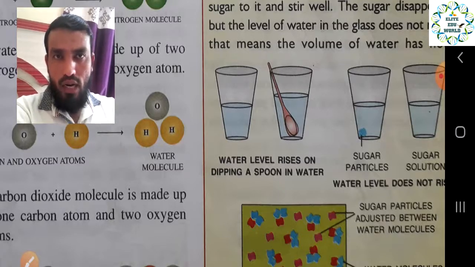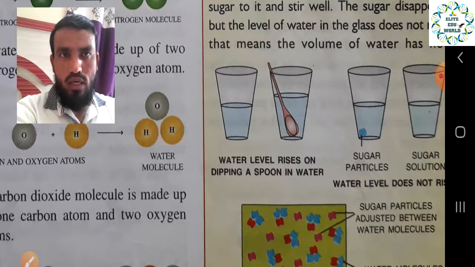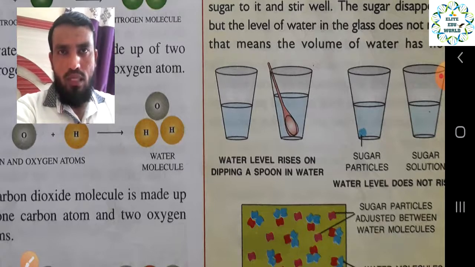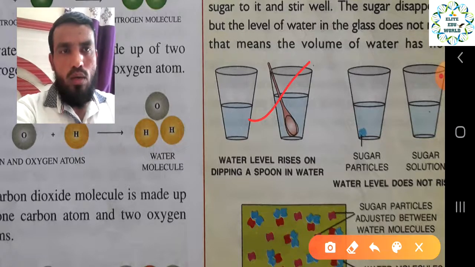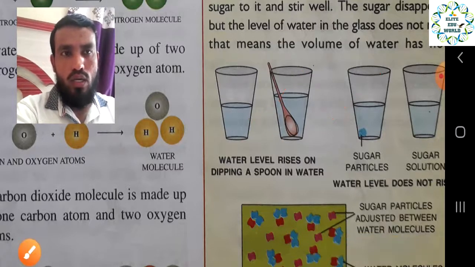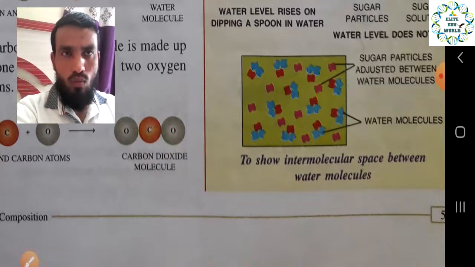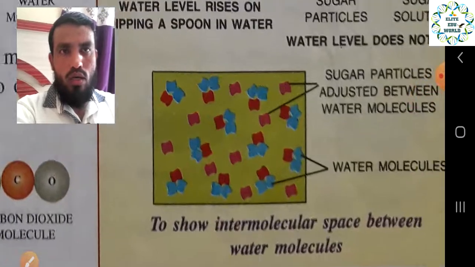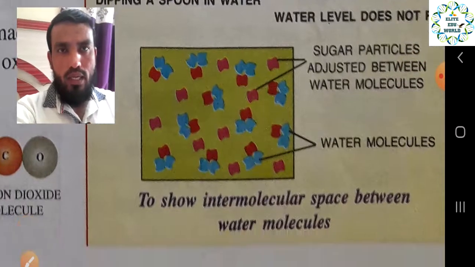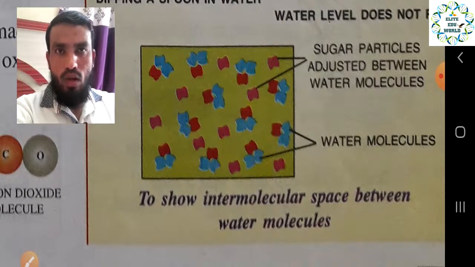And when we add a spoon into that, the solid molecules of the spoon will not dissolve into the water, so they are unable to settle into the spaces between the water molecules. So the level will rise up in the case of the spoon, but the level will be the same in the case of sugar, because the molecules of the sugar settle inside the molecules of the water. That shows that water, or any kind of material, has intermolecular spaces, but the arrangement of the molecules is different.